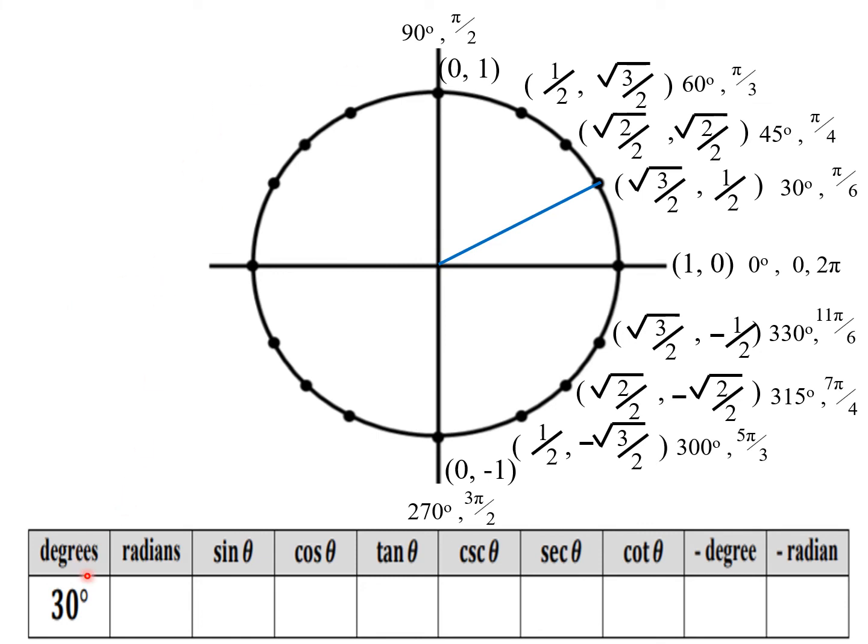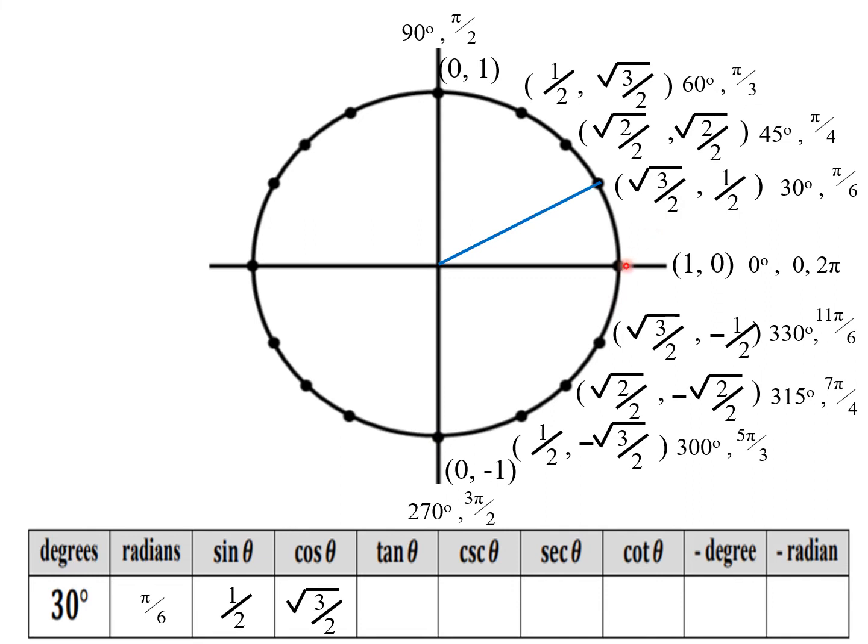Okay, so 30 degrees, where is that? That's right here. Now what's the equivalent in radians? Well, I can just read that. It's right there. It's π over 6. All right. What's the sine? Well, the sine is just the y-coordinate. What's the cosine? Well, cosine is just the x-coordinate.